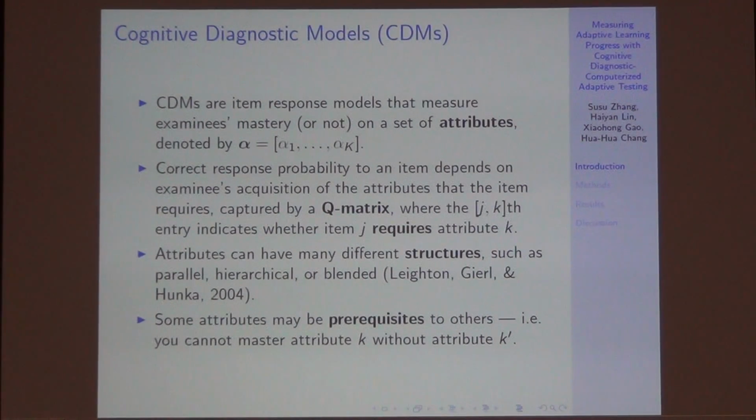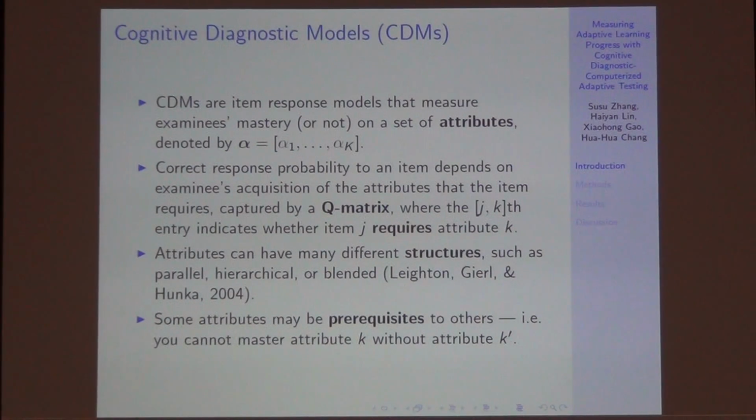And the attributes measured in the CDM can have different structures. They can be parallel to each other, which means that you can learn skill 1 first or skill 2 first. They do not affect each other. Or they can also be hierarchical, in which case, if you want to learn a more advanced skill, you have to master one of the prerequisites first.